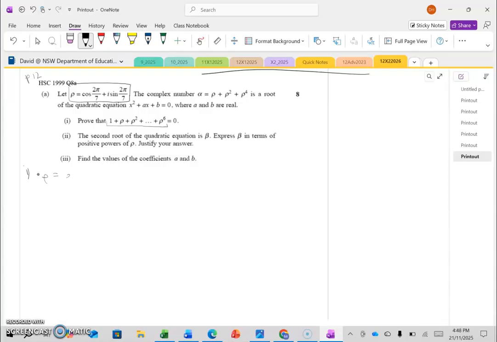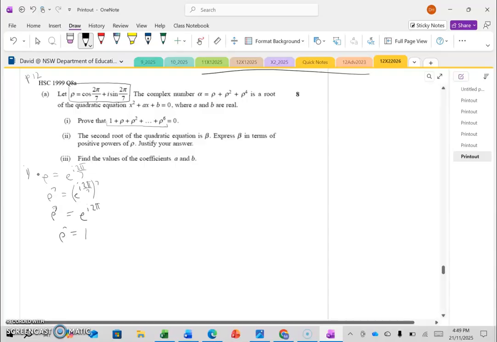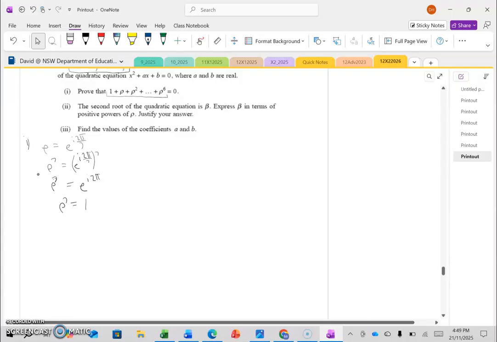Now I recognize rho as being e to the i 2 pi on 7, which is the lowest positive argument root of the 7th roots of unity. So what I'm going to do here is use that fact. I'm going to raise both sides of this to the power of 7. So I'll get rho to the power of 7 is equal to e to the i 2 pi, and e to the i 2 pi is just the complex number 1. So I've just shown that rho is indeed the 7th root of unity.